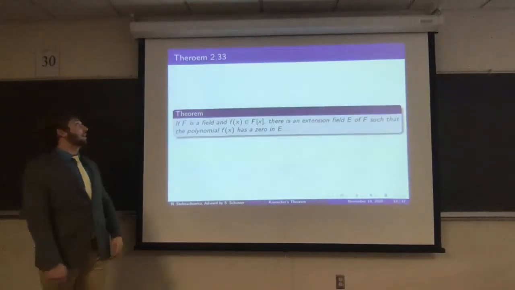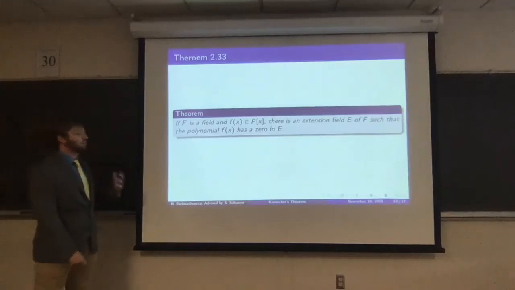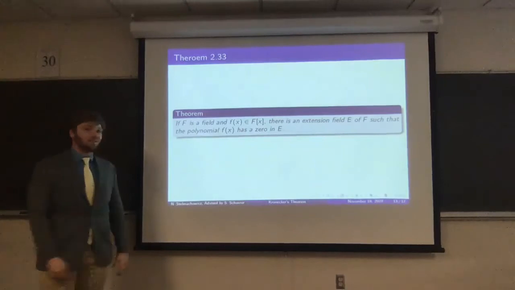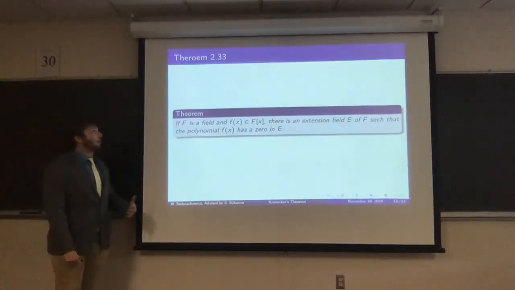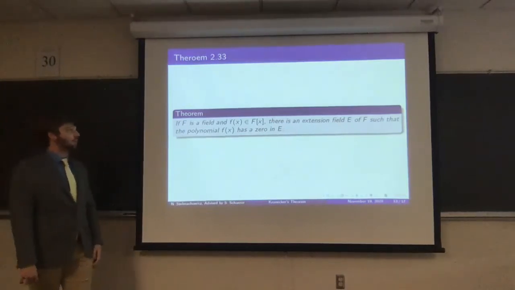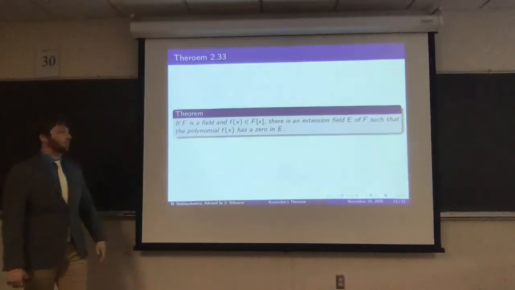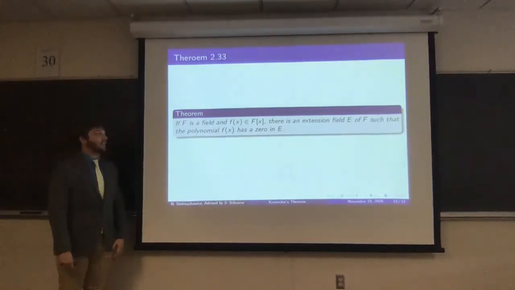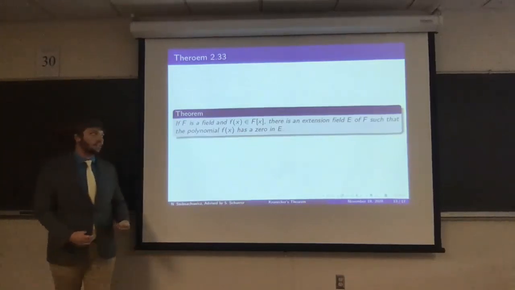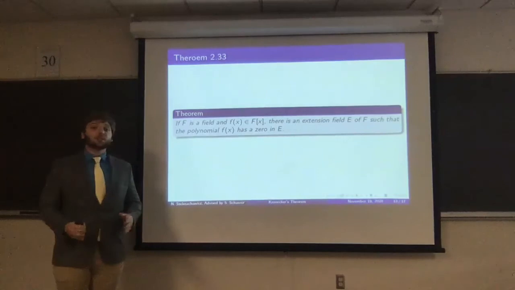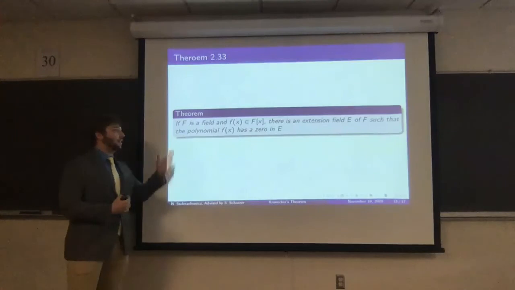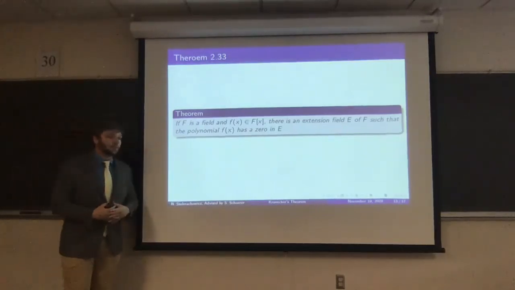Then I'm going to highlight the final proof in my paper, which is showing that F of X does have a 0 in E. So our theorem here, 2.33, states that if F is a field and F of X is in the ring of polynomials over F, big F of X, there is an extension field E of F such that the polynomial F of X has a 0 in E. An extension field is just a bigger field that contains the current field we are working with. So that's what E is, and F, of course, is the field that we are working with.